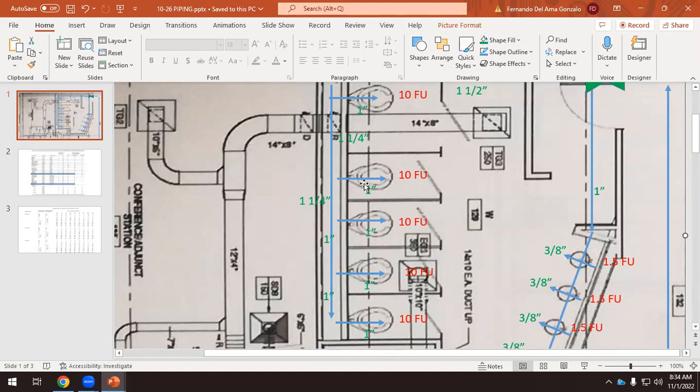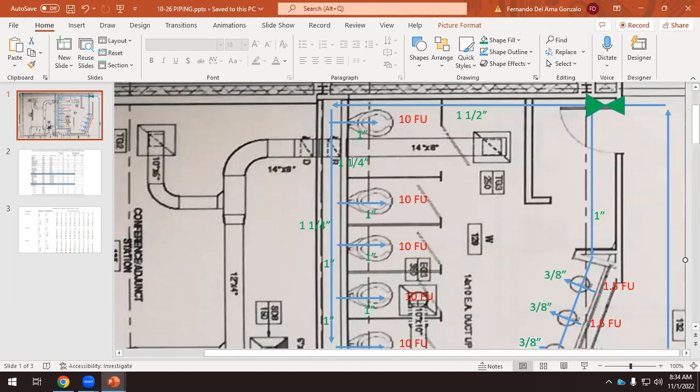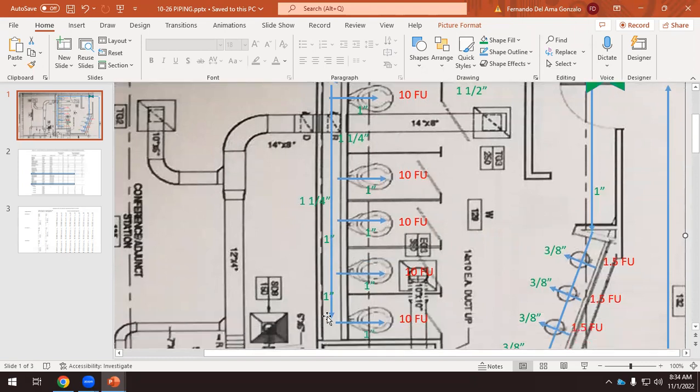So you are telling me that this is 1 1/2, then I have to go to 1 1/4, and then to 1. Yeah, because the last one is 1, so it makes sense. Here we don't have any branch, so it can be 1 inch. If we add 2, probably 1 inch is enough, but if we add the third one, probably it's 1 1/4, and then if we add the fifth one, it's 1 1/2.